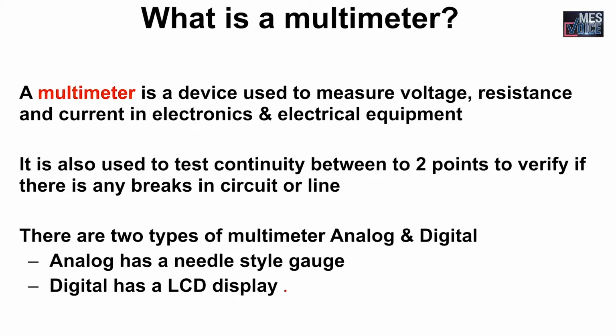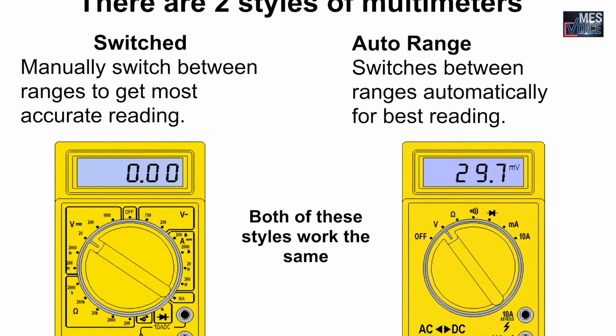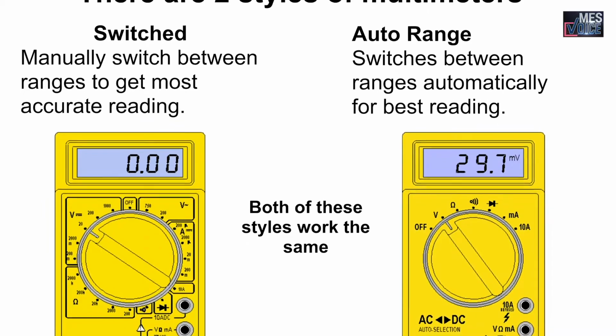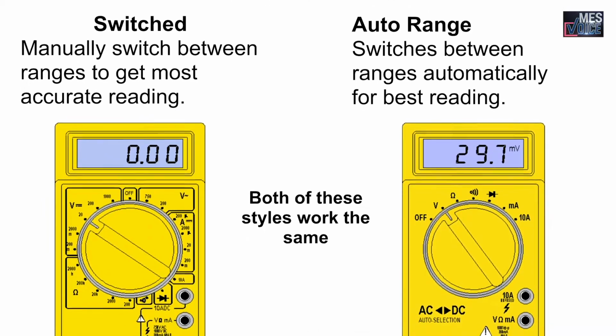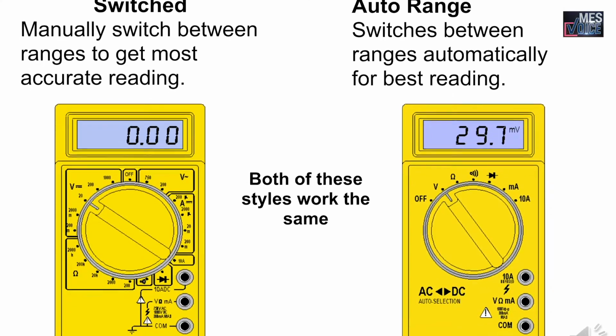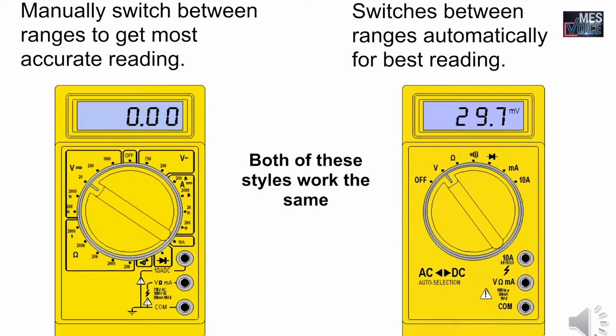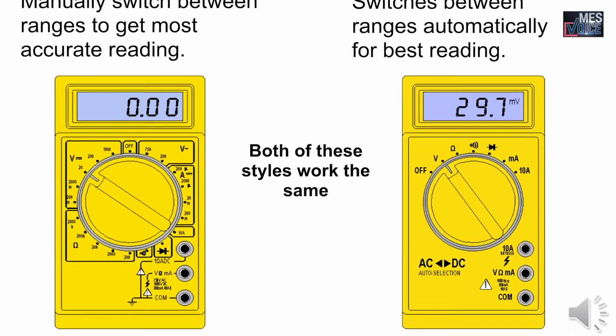There are two types of multimeter, analog and digital. Analog has a needle style gauge, digital has an LCD display. There are two styles of multimeter, switched and auto range. Switched one is manually switched between ranges to get the most accurate reading. Auto range switches between ranges automatically for the best reading. Both of these styles work the same.